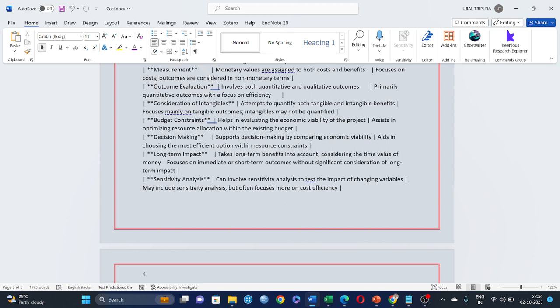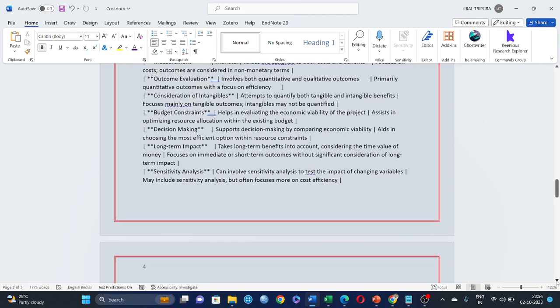Long-term impact: yes, it has a long-term impact, considering the time value of money, but on the other hand it is immediate or short term. Cost effective with a very short time. So I hope you have understood.